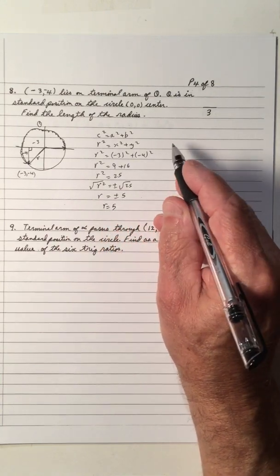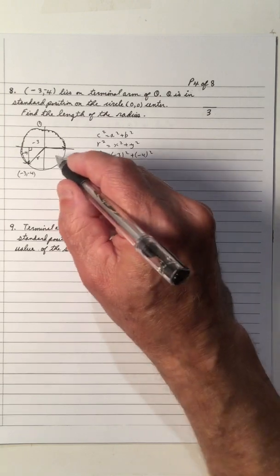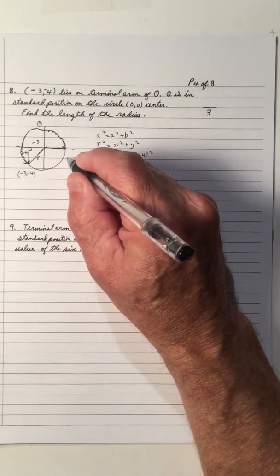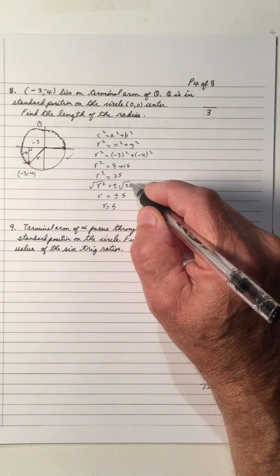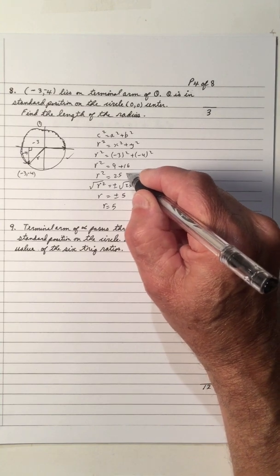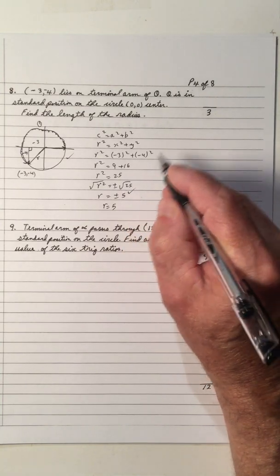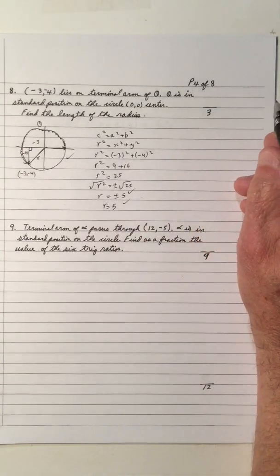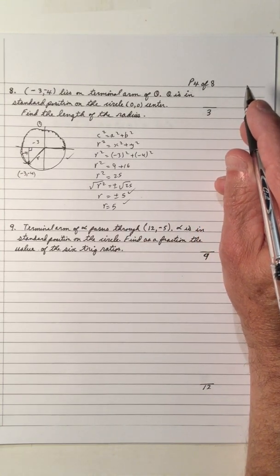So give yourself 3 marks if you have a 5. If you drew your diagram and labeled it, you get a mark. If you worked out your radius with the Pythagorean theorem to be here, you get a mark. And the final, just 5 by itself, 3 marks total.